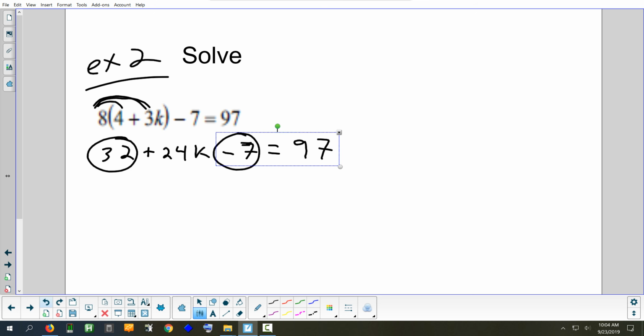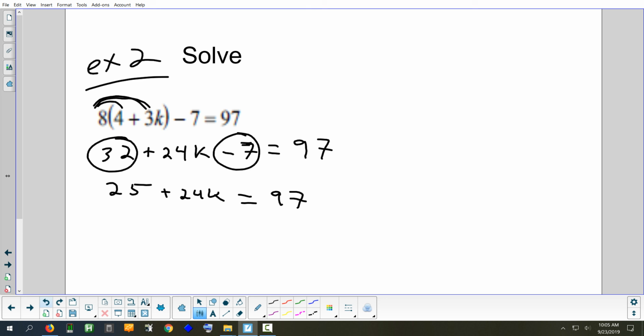25. Nice. And for this step, that's all you're going to do. Just copy everything else down: 24k, the equals, and the 97. Now, how come I don't add 25 and 24 together? Because it has a k. Yeah, because it's got a k, right? Those aren't like terms, right? You can't combine something that has a k with something that doesn't have a k, all right?